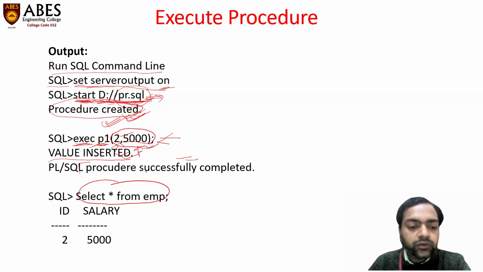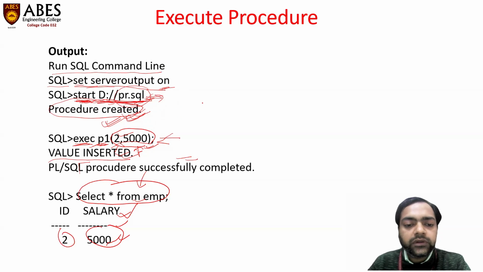You need to run the select statement or select command to display the rows of the table. So if I run this command, we'll get ID and salary as the two columns of the table named employee, and here we have one row. Here ID is 2 and salary is 5,000, right? So in this manner, in this fashion, we need to create the procedure, and we need to execute the procedure.